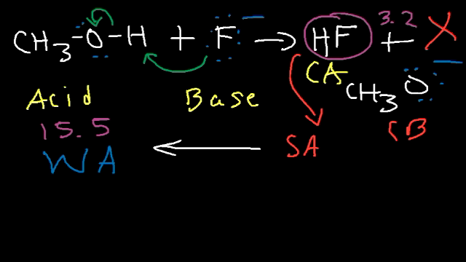Now granted, these reactions are reversible, but the equilibrium favors the reactants because the pKa is higher on the left side. It always goes from the strong acid to the weak acid. A weak acid can't create a strong acid, but a strong acid can create a weaker acid in the course of a reaction.